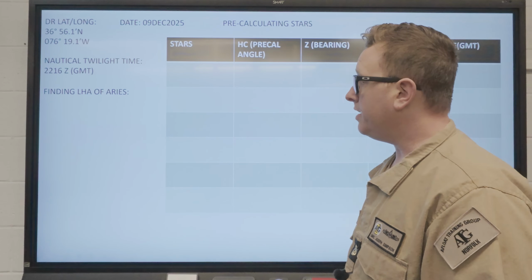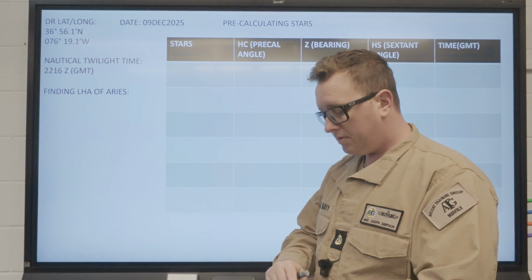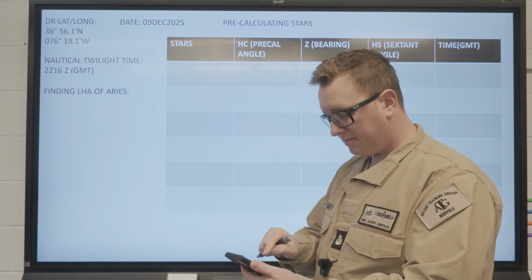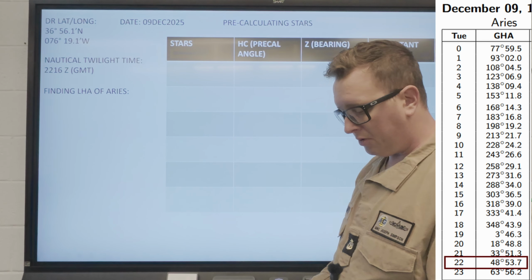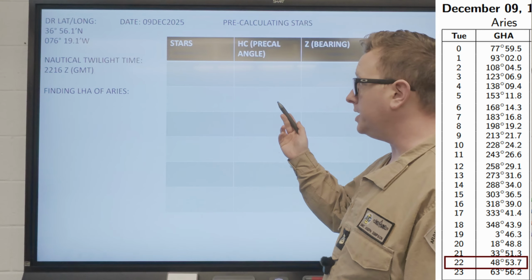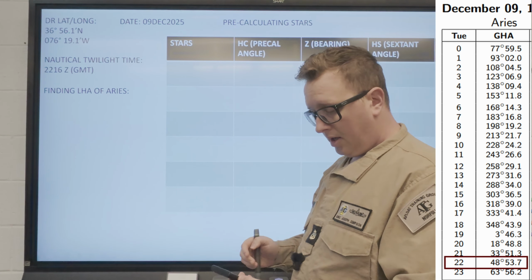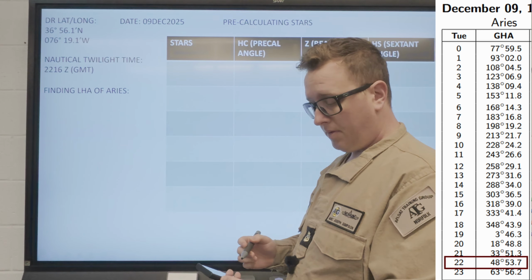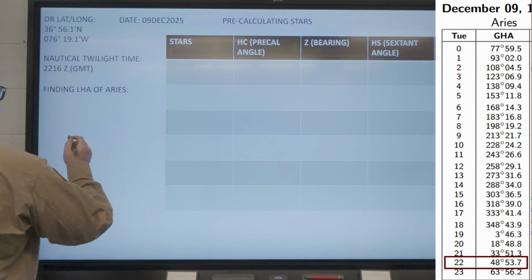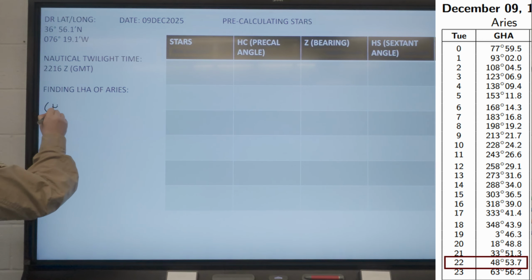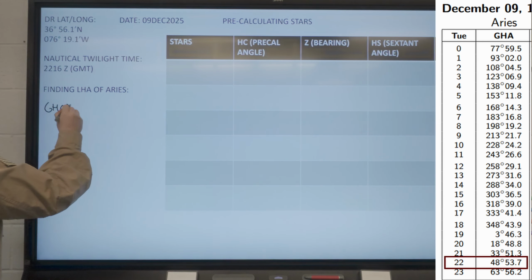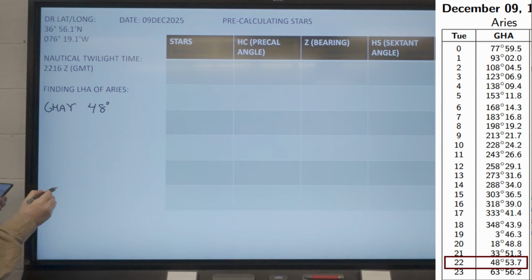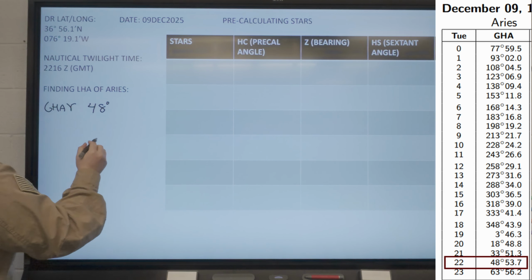To find your LHA of Aries, you first bring up your nautical almanac, and you go to the day in question. For this day, 09 December 2025. With the hours on the daily pages, you're going to find 22 hours. With that, it gives us a GHA of Aries of 48 degrees, 53.7.